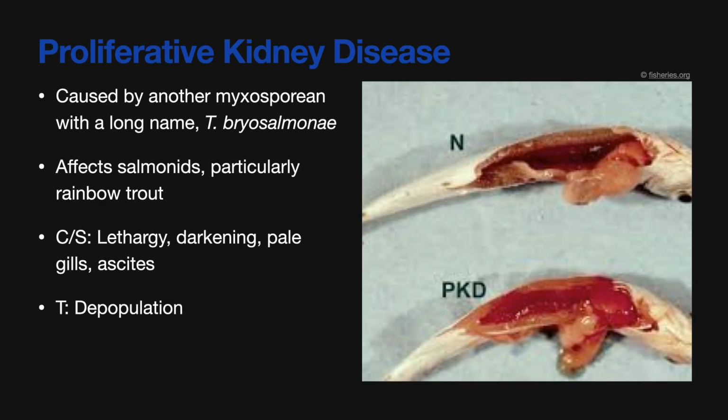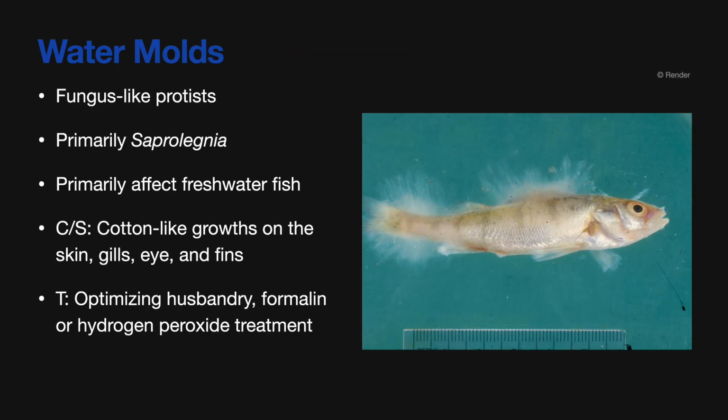Proliferative kidney disease is caused by another myxosporian with a really long name, T. bryosalmonae. This pathogen affects salmonids, in particular rainbow trout. Clinical signs include lethargy, darkening of the skin, pale gills, and ascites. Treatment typically requires depopulation. Finally, we have the water molds.